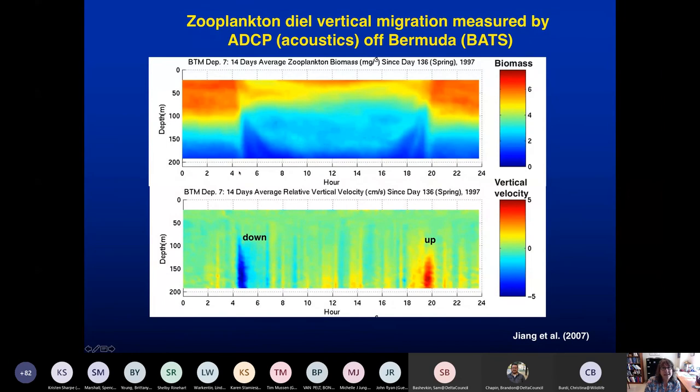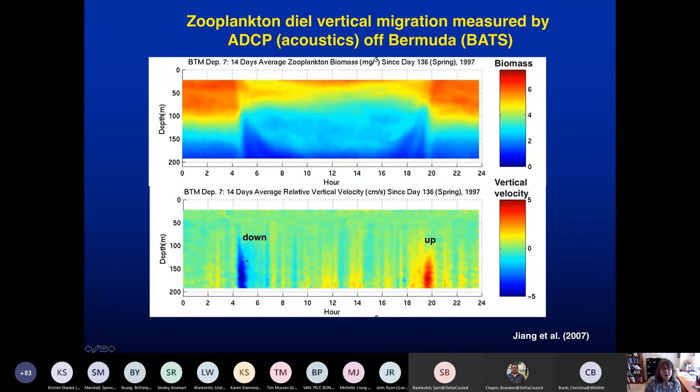So we have the hour of the day here, and then this is the acoustic signal. What you see is that at nighttime, there is high biomass, in the red here, of zooplankton in the surface 100 meters. Then during the day, that biomass decreases, and there are always some zooplankton in the surface during the day, but not as many as at night. And at nighttime, again, around 8 o'clock at night, you see high biomass again of zooplankton in surface waters. So this is a very clear diel vertical migration pattern.